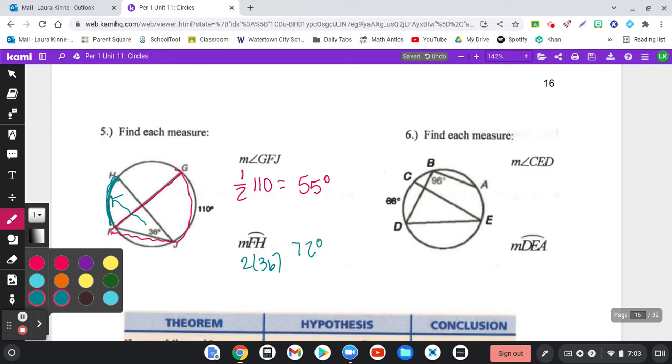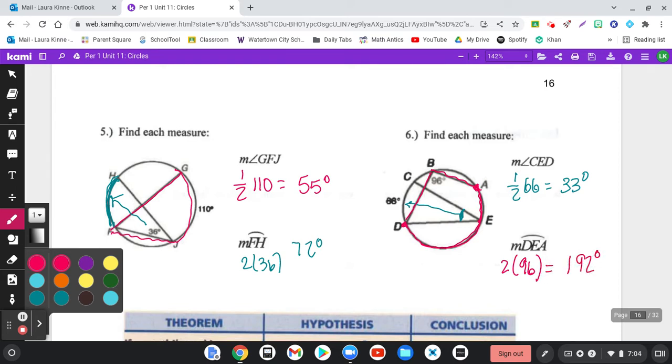Almost done. Angle CED is this guy right here. I'm guessing that's a 66. Half of 66 is 33 degrees. And for arc DEA, you got to go in that order, D to E to A. Big arc right here. Look at the endpoints. It's the endpoints of this angle right here. So when you're going the other way, we're going to do 2 times 96. So the angle is always half of the arc.